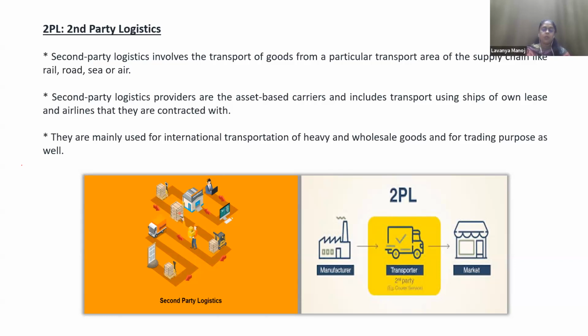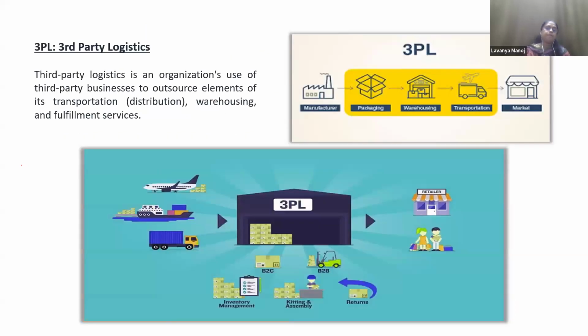So transportation agencies or transportation people are considered second party logistic providers in the market. They do only the transportation. Whether the transportation activities are given by company A, company B, or company C doesn't matter. They only take care of the transportation activity.